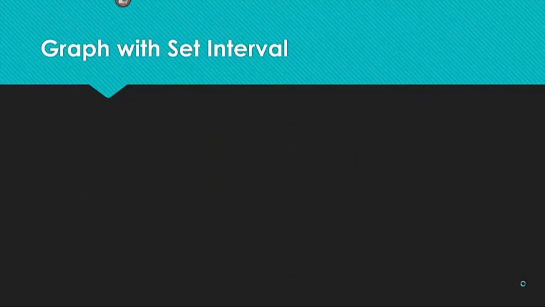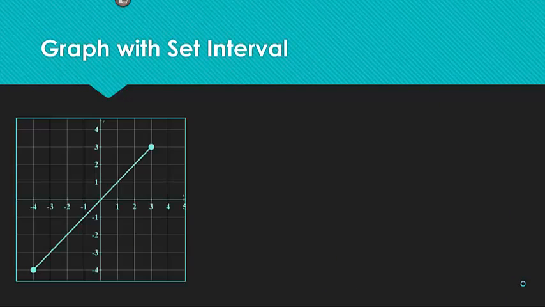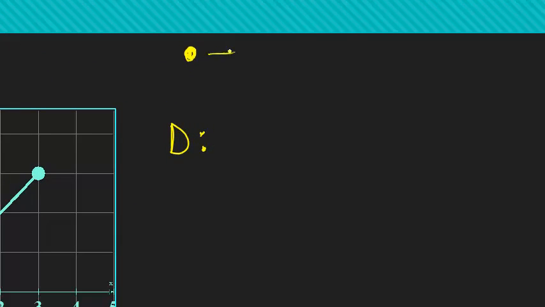So let's move on. Graph with a set interval. So let's deal with this graph here. First let's find our domain of this graph. And our graph has two closed dots. If they're closed dots, that's going to be included, and we're going to use brackets for that. And for set notation, we'll be using less than or equals to.